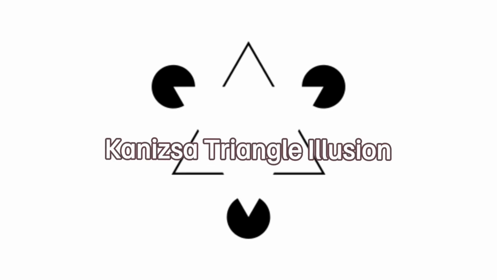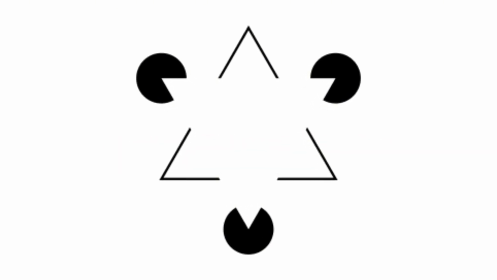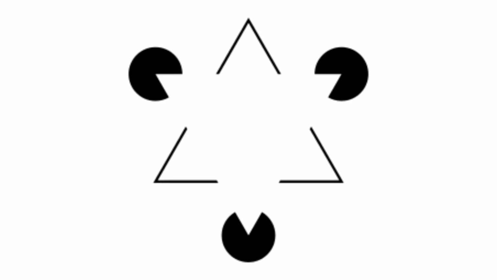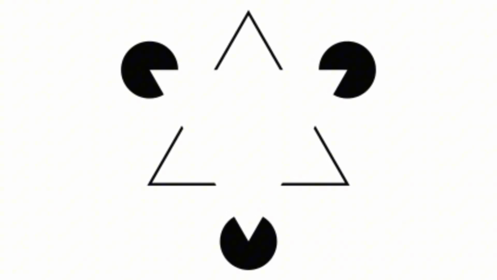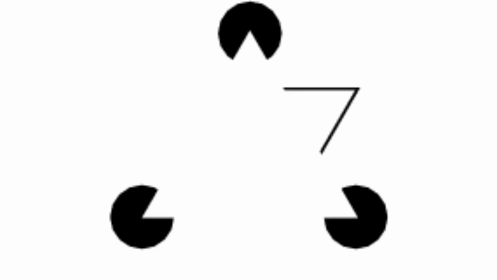Kanizsa triangle illusion. How your brain creates shapes. Take a look at this image. Do you see a white triangle? It might seem like it's there, but surprisingly, there's no actual triangle drawn. This is the Kanizsa triangle illusion, and it shows how our brains fill in missing information to create shapes that aren't actually there. The illusion works because of the placement of black shapes and the way our brains interpret them.